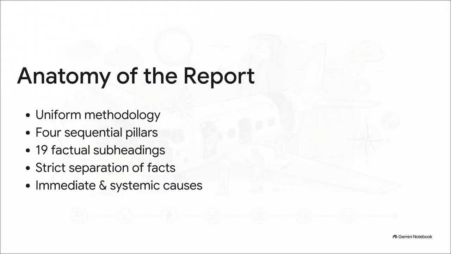Okay, let's bring it all together and summarize this blueprint of aviation safety. To recap, this incredibly rigid anatomy is what transforms a chaotic tragedy into a highly structured engine for global safety. The Annex 13 report provides a uniform, globally recognized methodology. It rests entirely on 4 sequential pillars: facts, analysis, conclusions, and recommendations. It demands granular factual data, broken down across 19 distinct subheadings, so nothing slips through the cracks. It requires a strict separation of raw facts from the analysis to completely eliminate bias. And finally, it forces investigators to dig deep and identify both the immediate triggers and the deep systemic failures. This uncompromising framework is the precise reason aviation is able to learn from every single mistake.